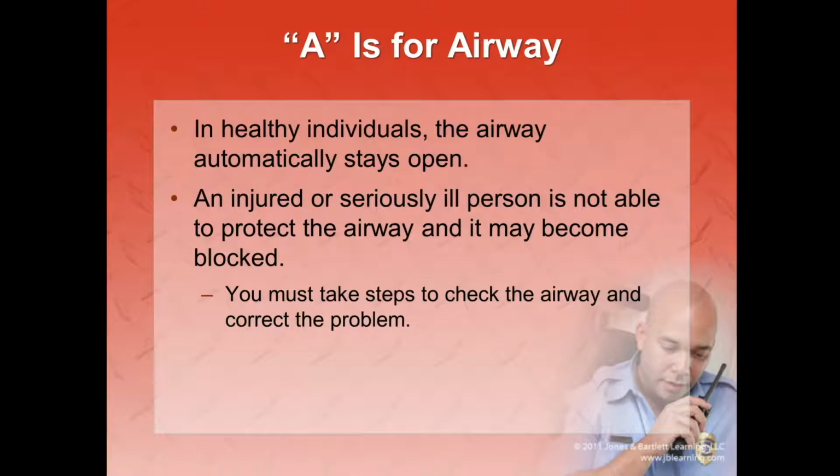A is for airway. Obviously, our big thing as EMRs, or what you hear in the medical world, is ABCs, right? Airway, breathing, circulation. Airway is very important. We obviously need to breathe. We need a patent airway to have continuous life. And we always have to be monitoring that and making sure that the airway is patent.